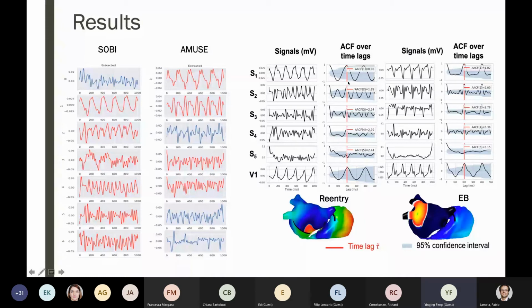And for re-entry, you will see the source has been very, very regular at the top ranked source. However, when it goes to a lower ranked one, it's less periodic. Whereas for ectopic beat, it remains still fairly periodic, even in the lower ranked source. So that is the idea for separating the two sources.